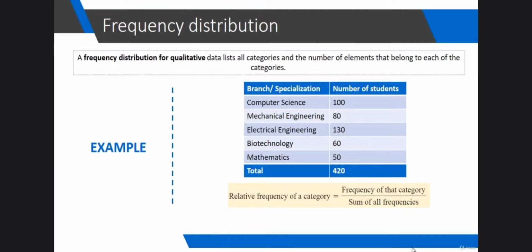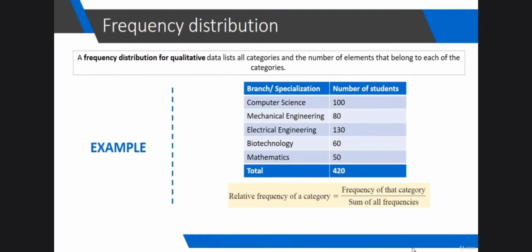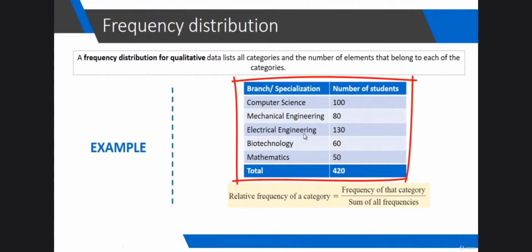Frequency distribution is listing down categories from our data, and against each category, we will write the number of elements or data points that belong to each category. So suppose 420 students get admission into a college, and you have data where column 1 contains student names and column 2 contains the branch or specialization of that student. Such data is raw data, but when you take out these branches as categories and find out the number of students that belong to each branch, you get a table like this. This is called a frequency distribution.